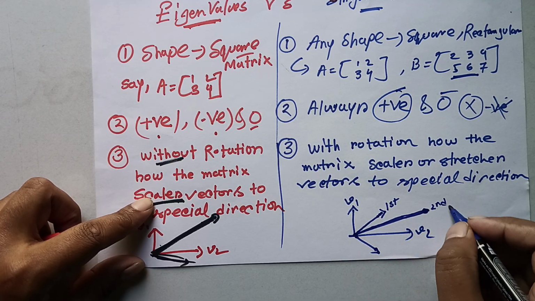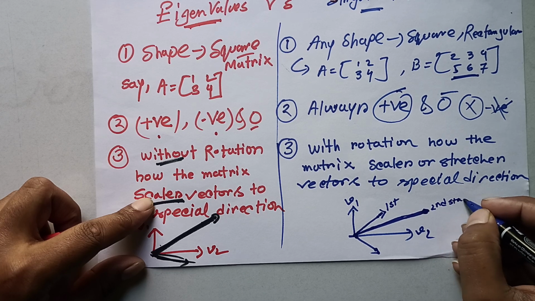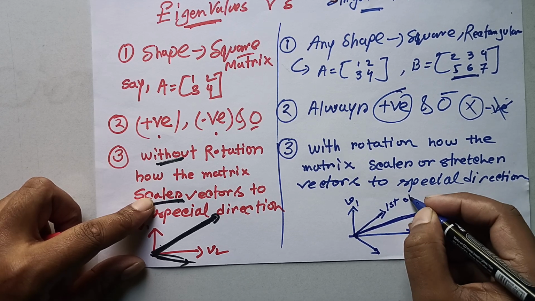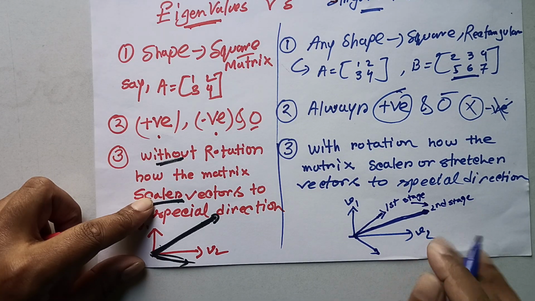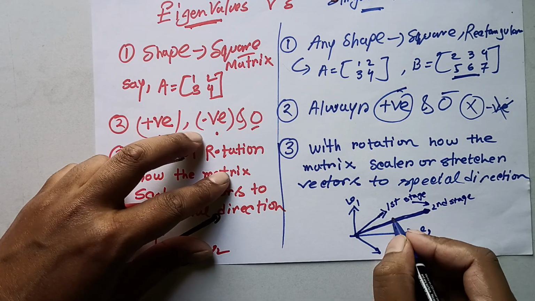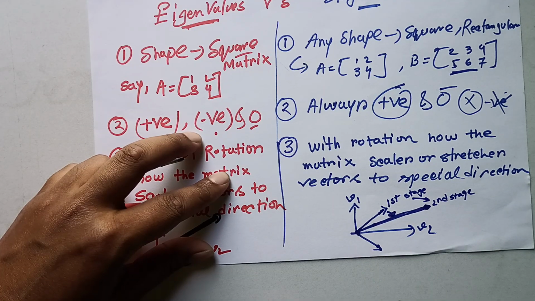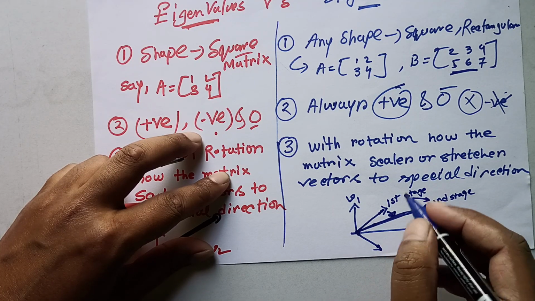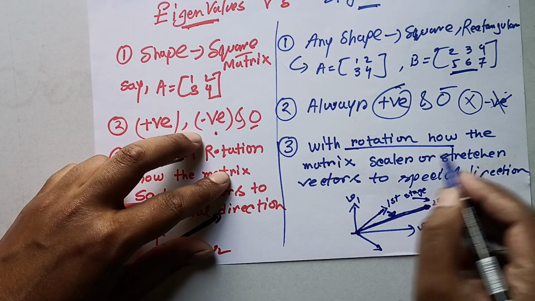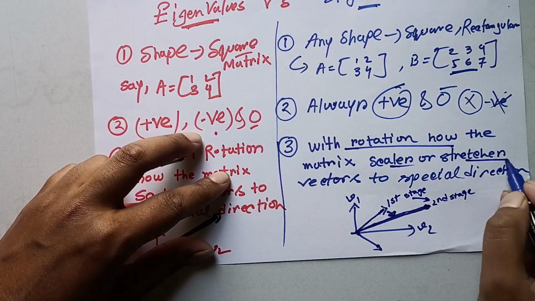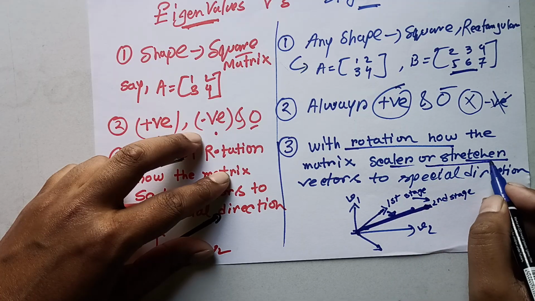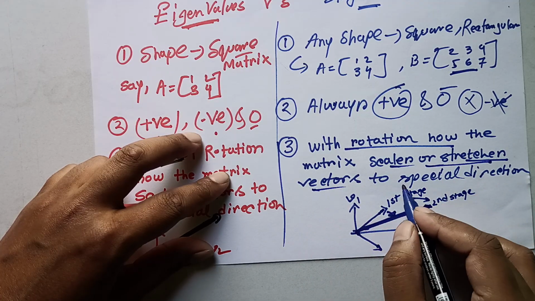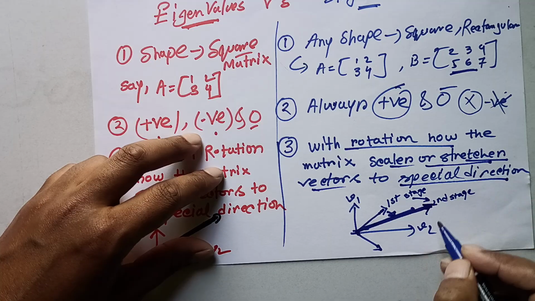So how from the first stage do we turn into the second stage? By rotation. And that's why we write it with rotation, how much the matrix scales or stretches. We stretch this vector, that's why it stretches or scales vectors to a spatial direction.